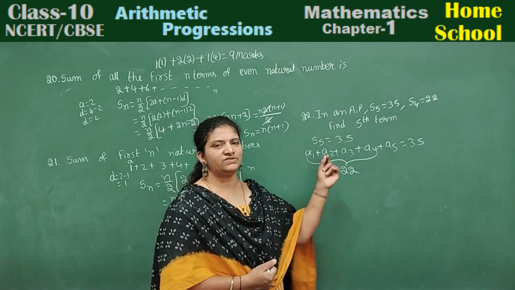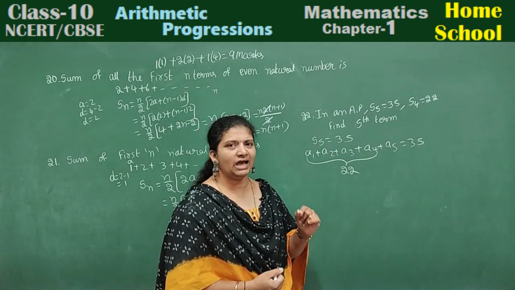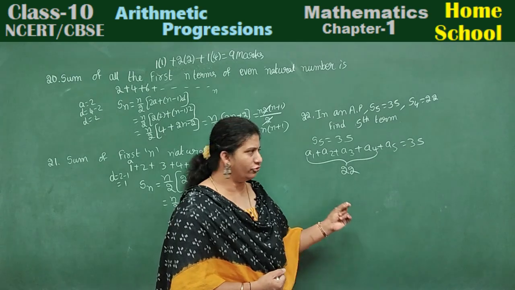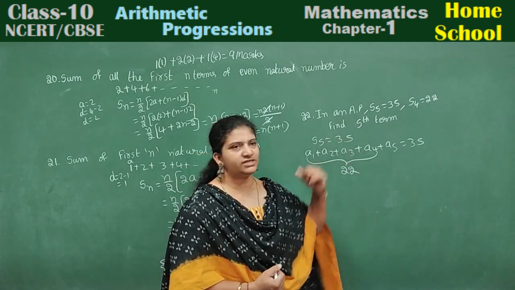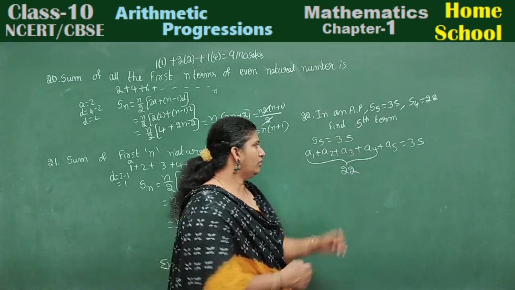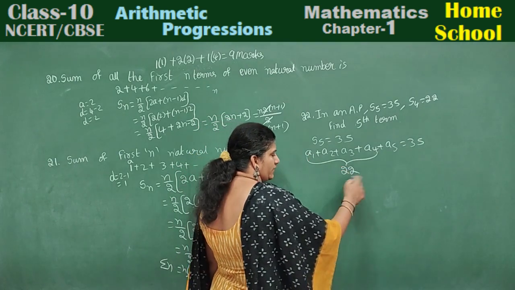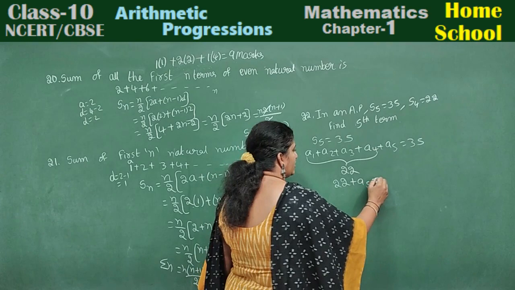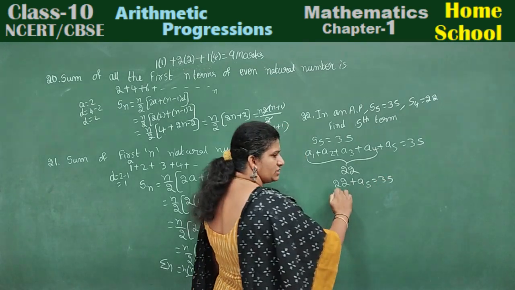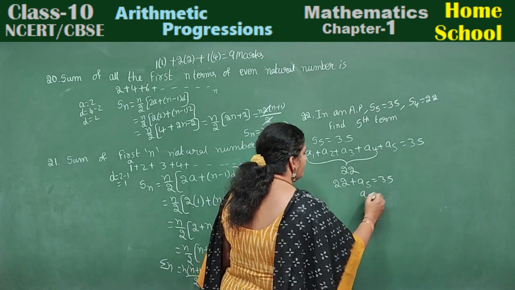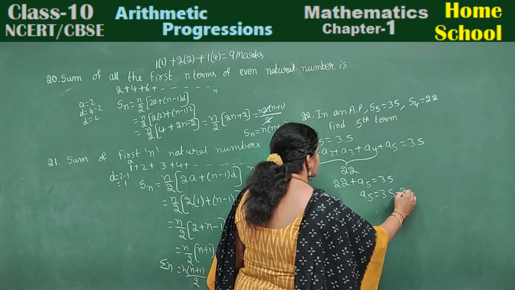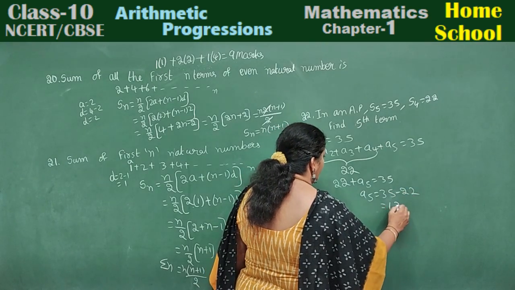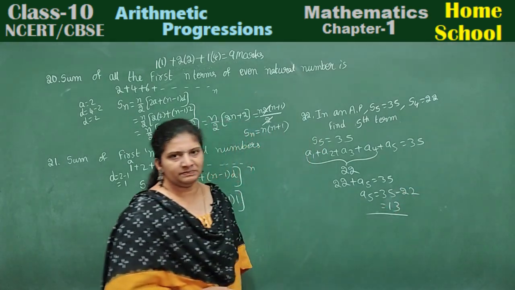A5 is equal to S5 minus S4. But how we are going to get that formula? We should know, right? Sum of 4 terms is 22 given. So sum of these is 22. Substitute 22 plus A5 is equal to 35. Send this 22 other side. A5 is equal to 35 minus 22. That will be 13 is your answer.